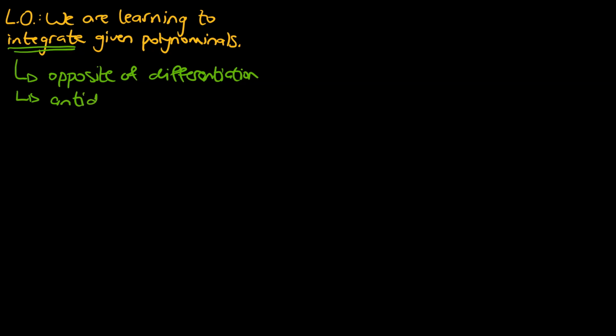Today's learning objective is in yellow, and we are learning to integrate given polynomials. So the first thing we're going to emphasize: what does this word integrate mean? Integration is the opposite of differentiation. Sometimes you'll hear it referred to as anti-differentiation, and that makes sense given it is its opposite. So that's the key word for today.